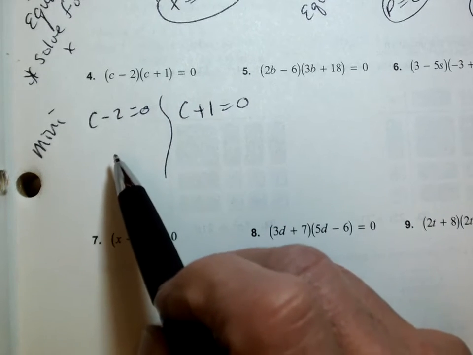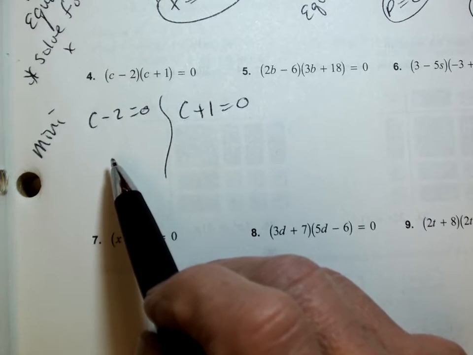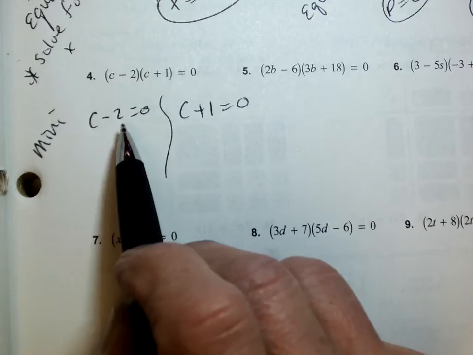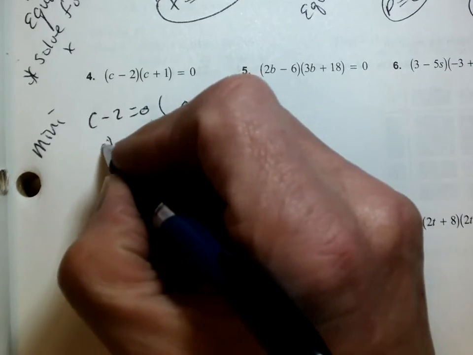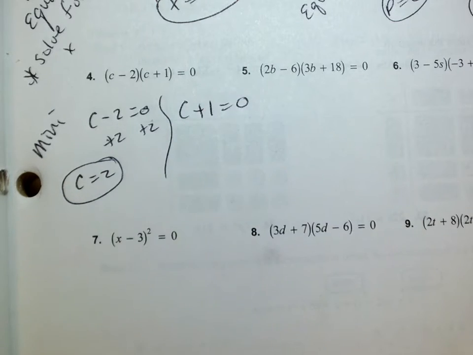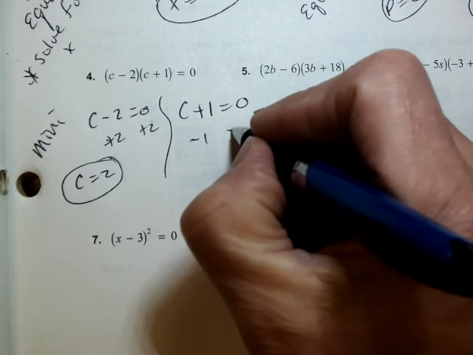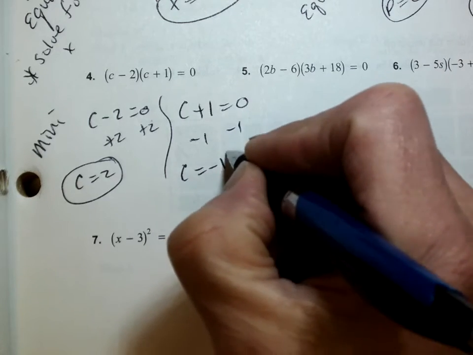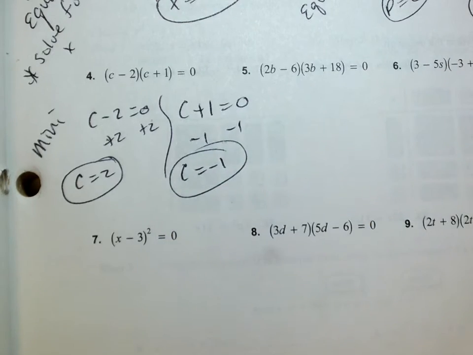Am I going too fast? Am I okay? Okay, so if I want to solve my first equation, plus 2, we agree, plus 2, plus 2. My first mini equation gives C equals 2, right? Minus 1, C equals negative 1. Boom, easy? You guys agree? Super easy. Anybody having troubles with this? I didn't think so.